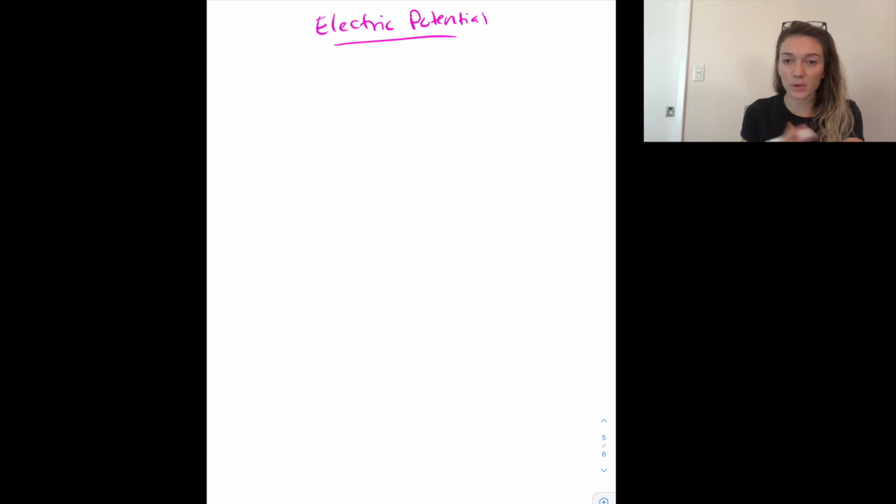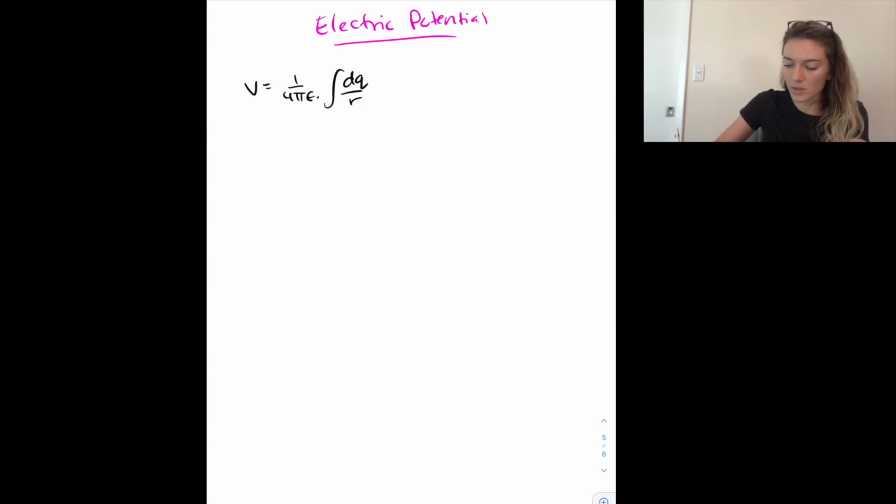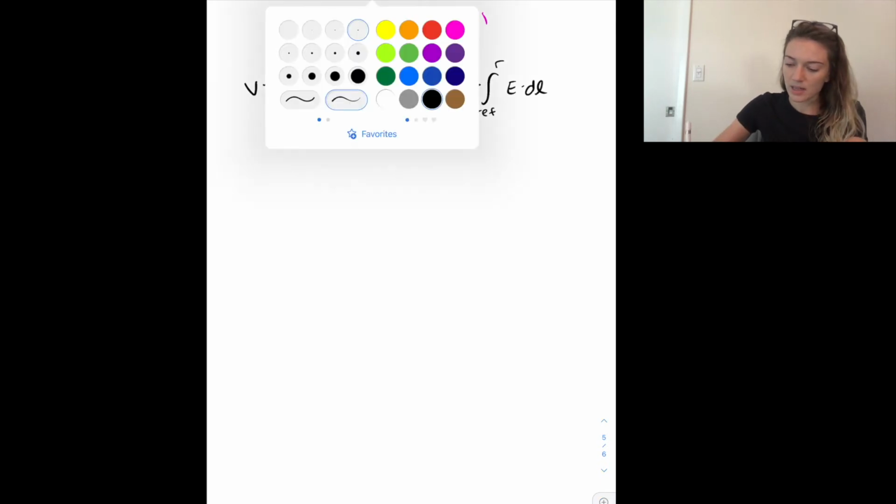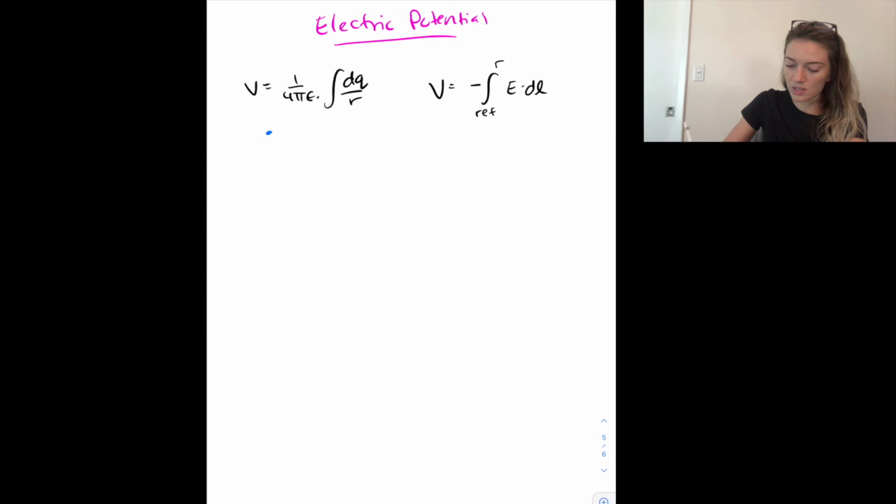So there are two ways to solve for electric potential. We saw this way, where we can integrate over the charge distribution, or we can integrate from some reference point to whatever point we're measuring the potential at, and we integrate the electric field. So these are the two ways you can calculate potential. Now, you would use this form, you would integrate over the charge distribution, if it's a finite charge distribution. So for example, like a ring or a disk, one where the electric field isn't immediately knowable.